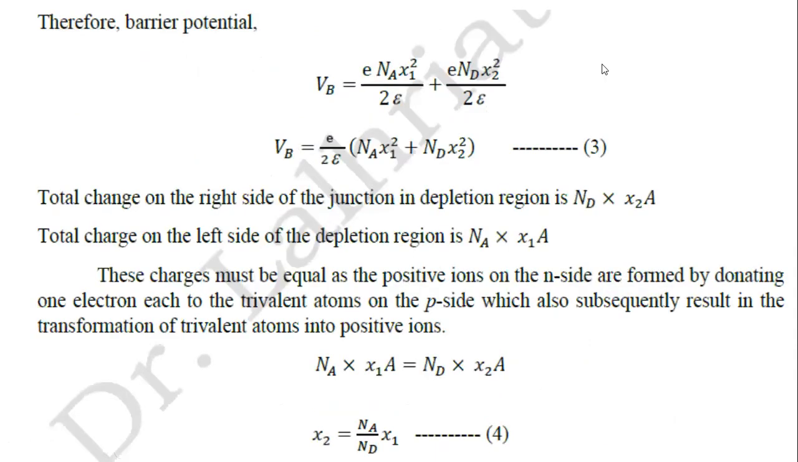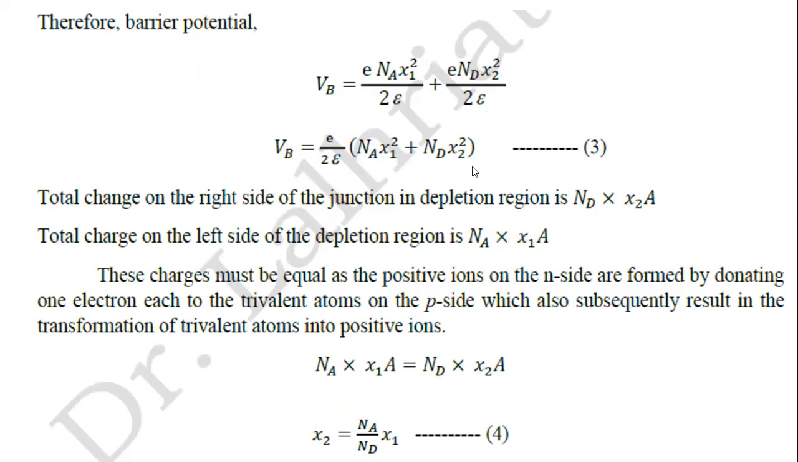Now the potential barrier, as I said, will be a summation of the magnitude of v1 and the magnitude of v2. Then you just add these two. This is what you get as the potential barrier. And here, Nd is the number density of the donor atoms.